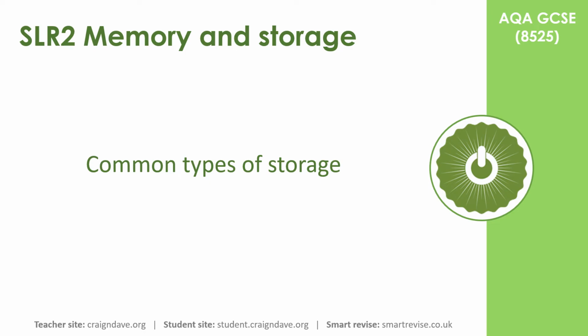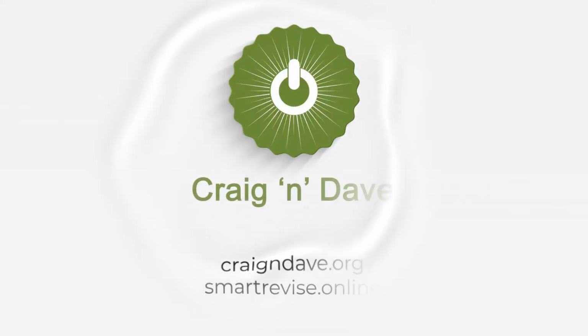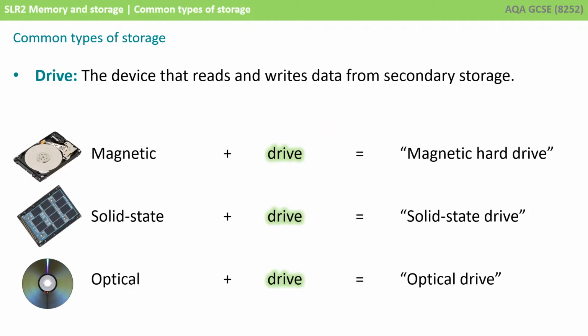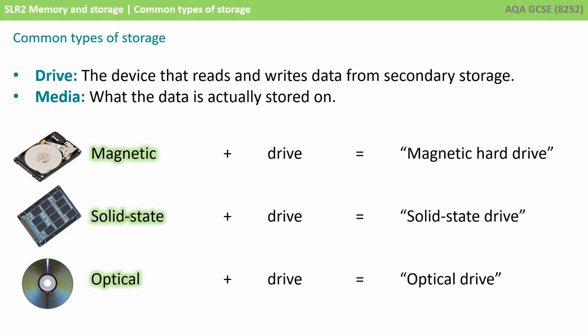In this video, we explore the three common types of storage that you're required to know about for the exam: magnetic, optical, and solid state. The device that reads and writes data from secondary storage is generally referred to as the drive. What the data is actually stored on is referred to as the media.